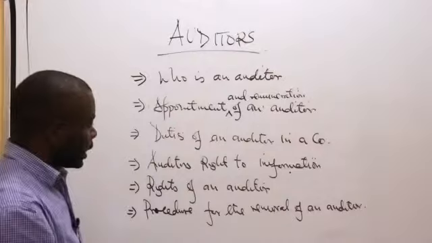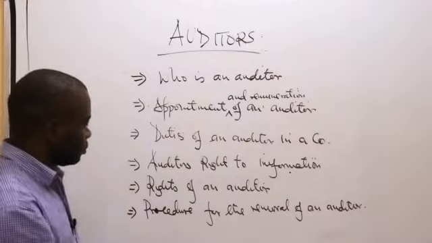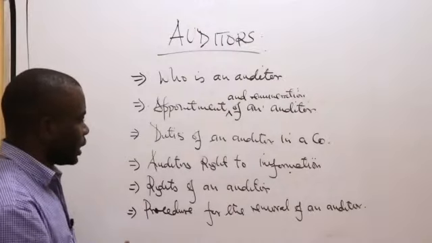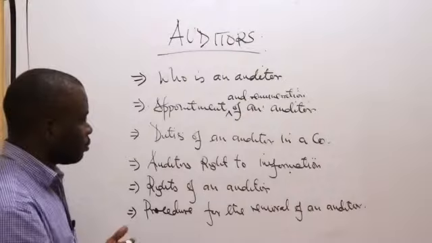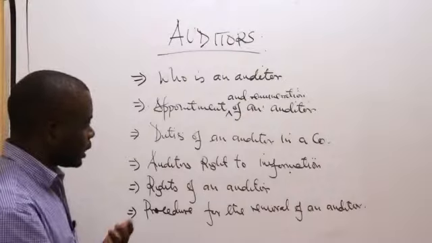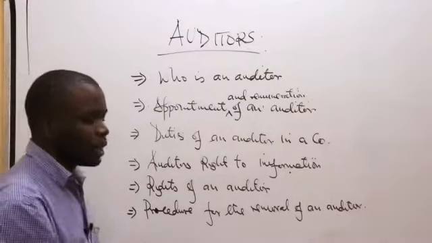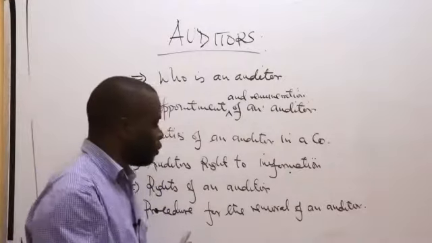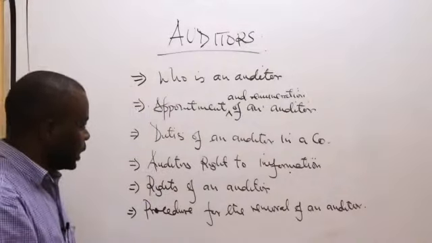So the auditor's right to information is very key. Then other rights of an auditor in a company. Of course, we are saying the major right is to access the information in the company, but of course he has other rights in the company. For example, you must pay an auditor once you appoint him as an auditor of the company. So that is a right. We'll see other rights that he's able to enjoy.